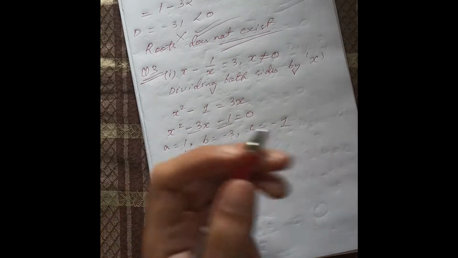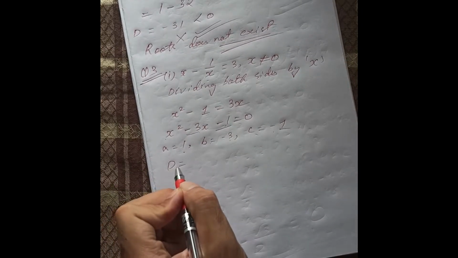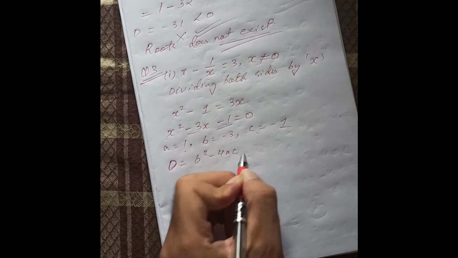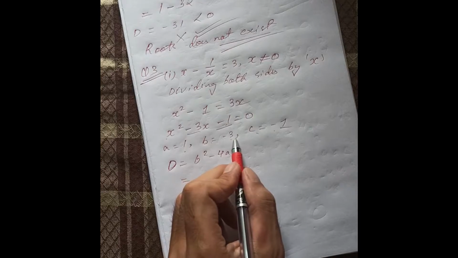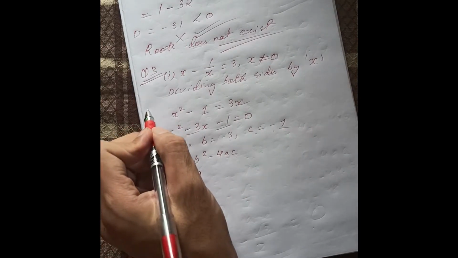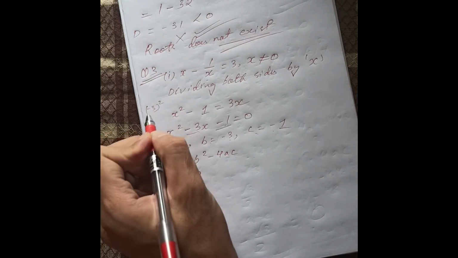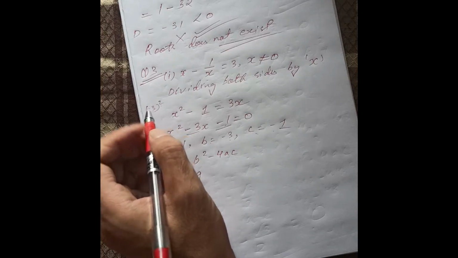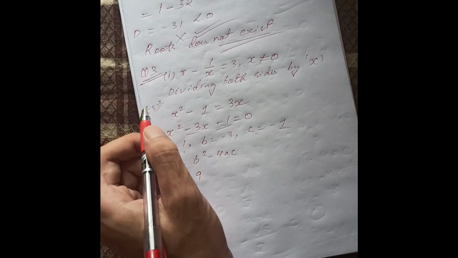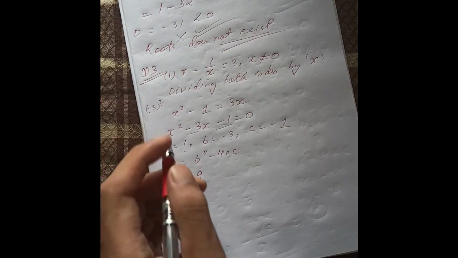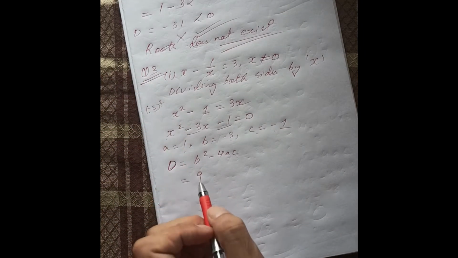Now let's find the discriminant. Capital D is b squared minus 4ac. b squared is minus 3 into minus 3, which is 9. When a negative number has an even power, the answer will always be positive. If the power is odd, the answer will be negative. So minus 3 into minus 3 will give us 9.